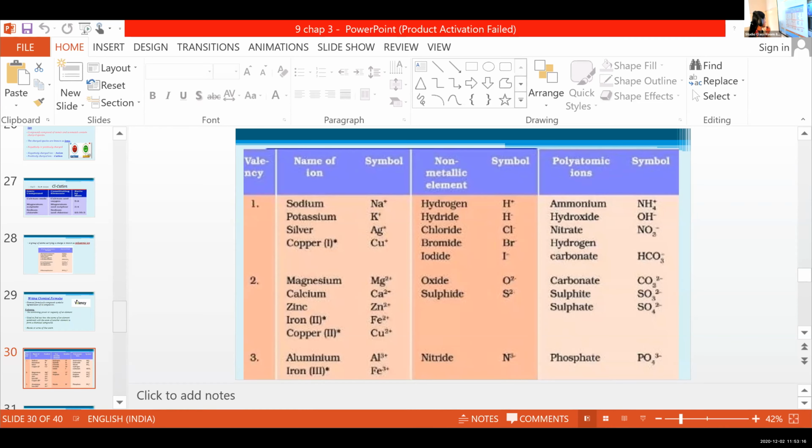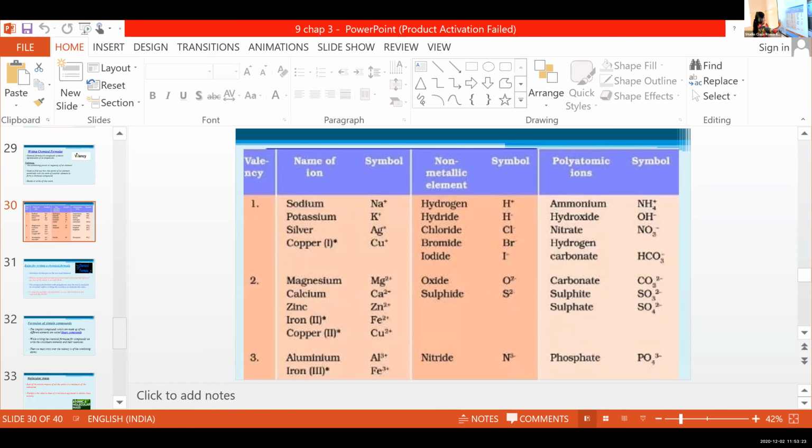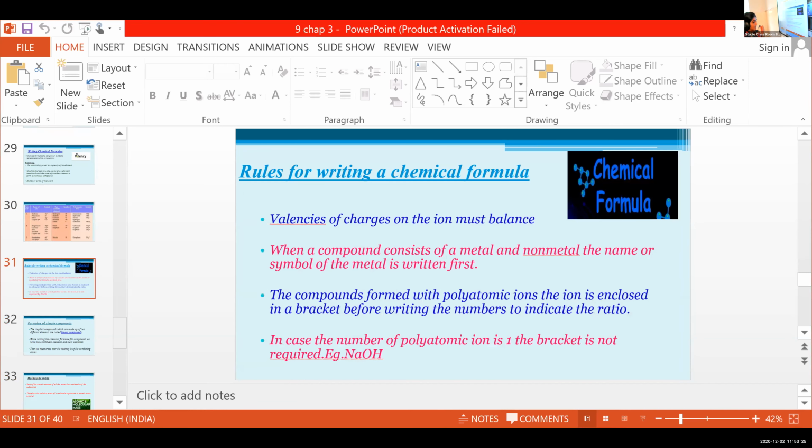This valency is needed to write this chemical formula. Then there are certain rules for writing chemical formula.